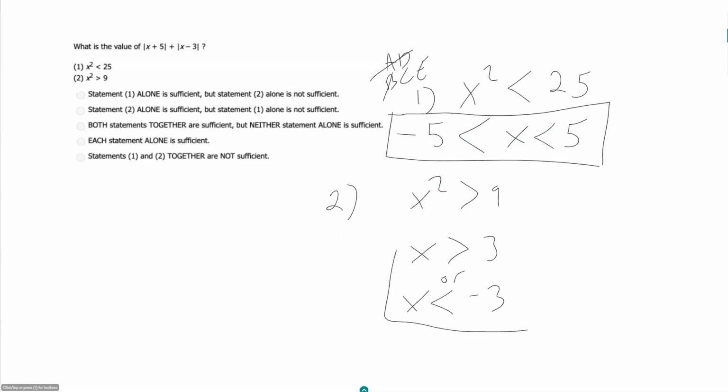So then together, what do we know? x has to be between -5 and 5. And then x also has to be either greater than 3 or less than -3. So if x is greater than 3, in other words, if x is greater than 0, it's got to be between 3 and 5. Or if x is negative, x has to be between -5 and -3.